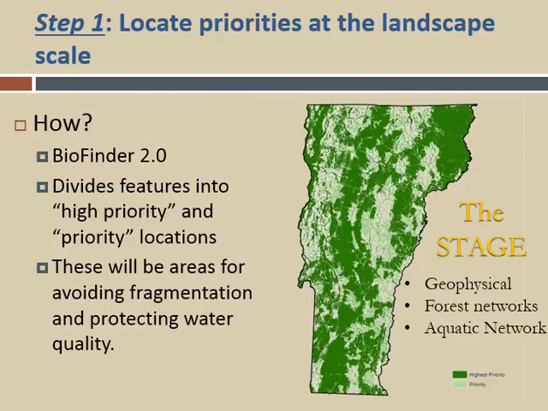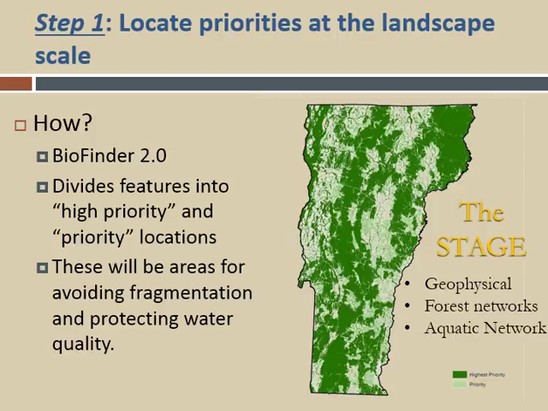These landscape scale features are mapped on BioFinder, an online mapping tool that's available to the public. This tool has recently been updated to include this information, which is new to the Agency of Natural Resources. Now, on BioFinder, these landscape scale features are grouped into categories according to whether they're highest priority or not such a priority. So the highest priority elements here on the map are in darker green, the priority are in lighter green, and the gray or white areas are where those highest priority or priority resources are not found.